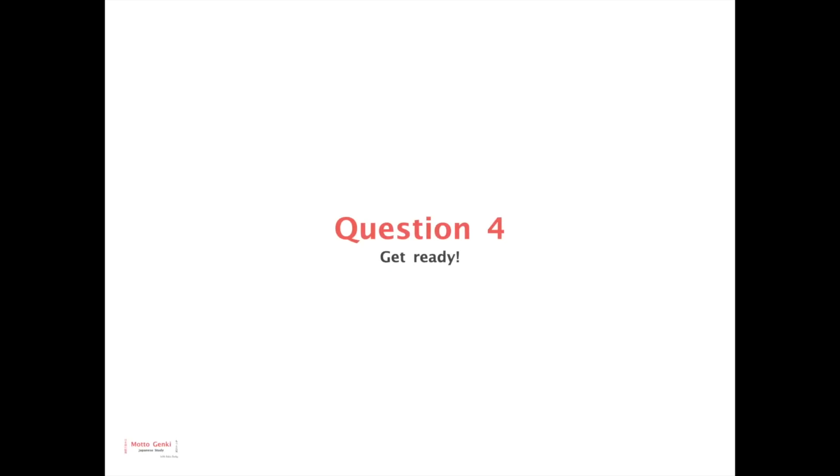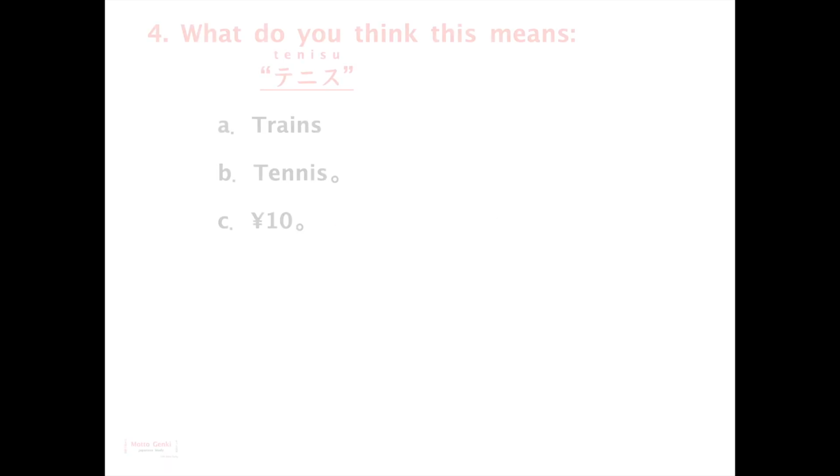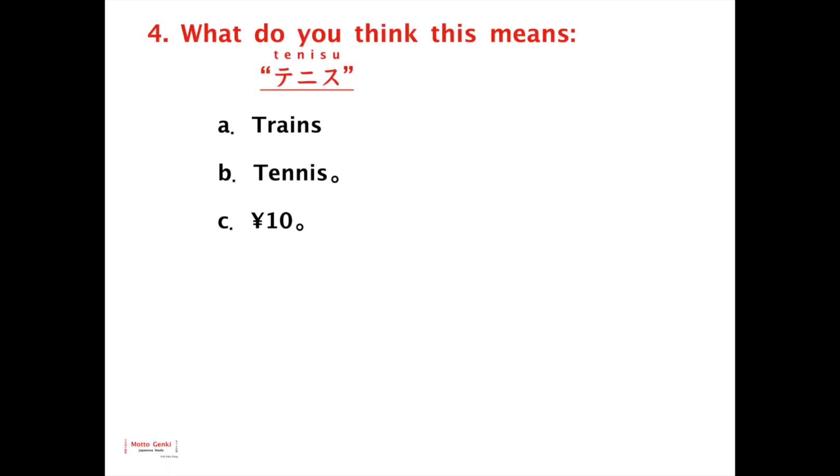Right, next question. Question 4. So this we've not covered, but let's see if you can imagine the meaning. So we have the word tennis. Is it A, trains? Is it B, tennis? Or is it C, 10 yen.